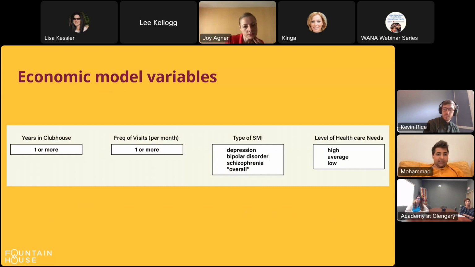So our economic model relies on these different variables to come up with a computation. And this computation can look at these 4 different variables, namely the number of years a given person has participated in a Clubhouse setting, the frequency of their attendance in a Clubhouse setting, 1 or more times per month, and you can granularly adjust that as necessary, the type of SMI, be it depression, bipolar disorder, schizophrenia, or an aggregate, and finally, the utilization of healthcare needs. And so here we have high utilizers of healthcare services, low utilizers, and then an average of those different variables. When we put those together, we get certain interesting findings with respect to cost.